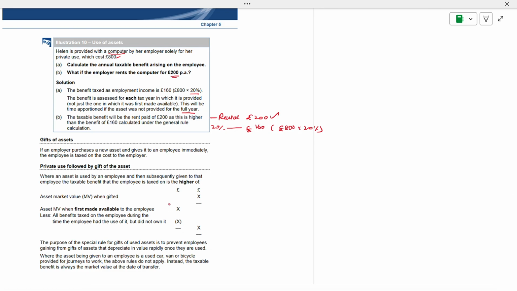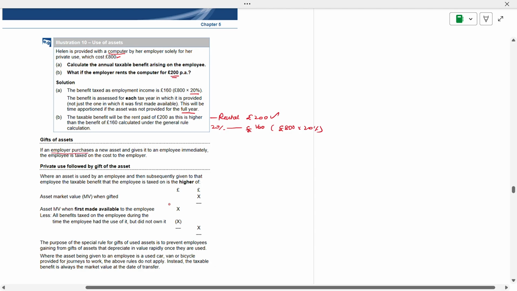Gift: if the employer purchases a new asset and gives it to the employee immediately, the employee is taxed on the cost to the employer.